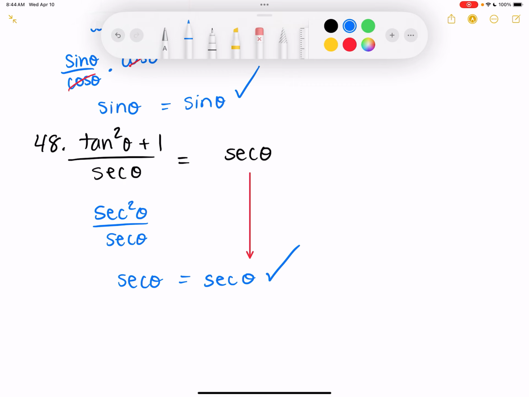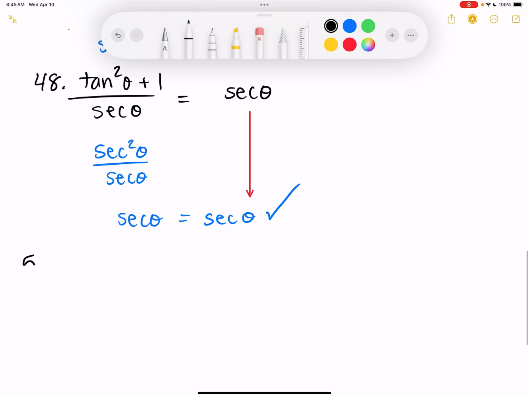Let's see, 52. Sine squared theta plus tangent squared theta plus cosine squared theta equals secant squared theta.